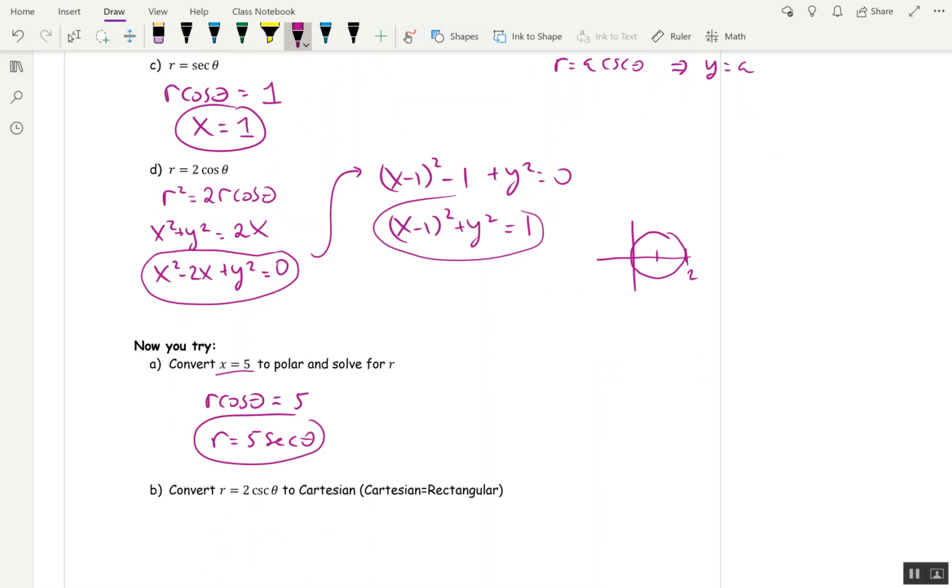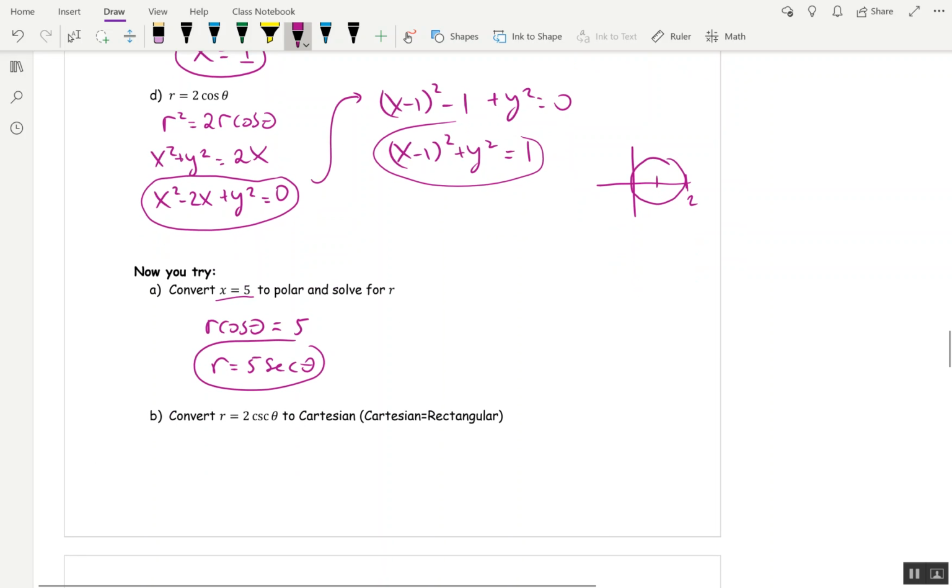All right? Convert the next one to Cartesian. Whenever you see Cartesian, that just means rectangular. They're synonyms. Okay, so I think we should multiply both sides by sine. r sine theta is 2. y is 2.